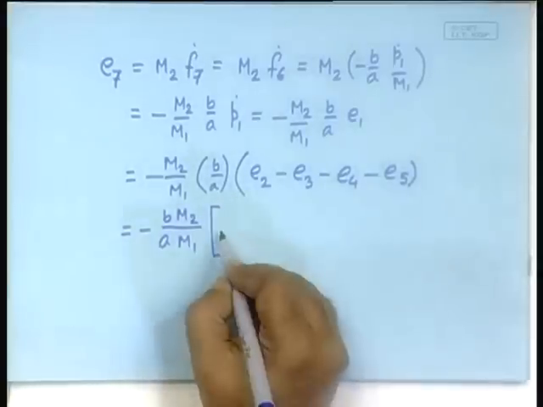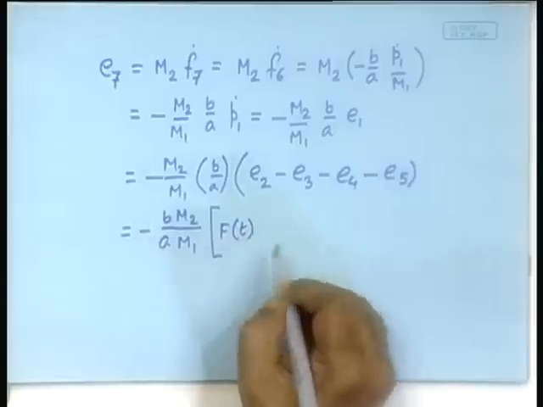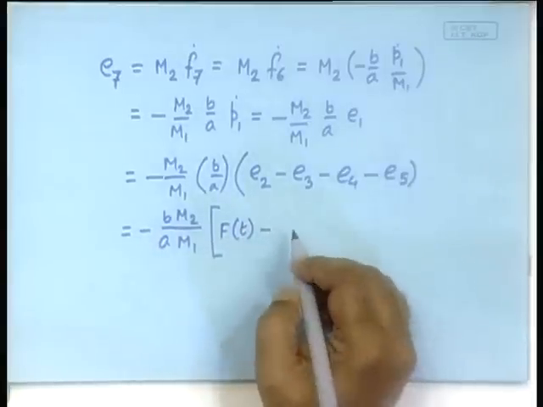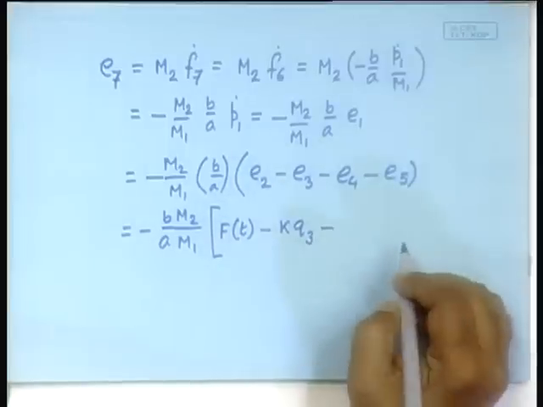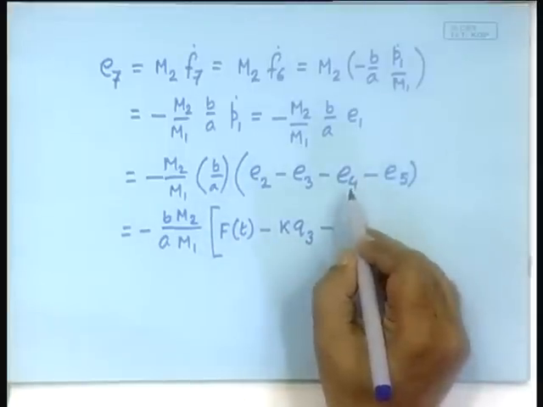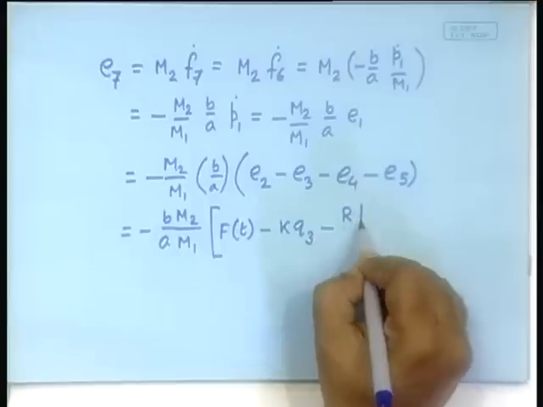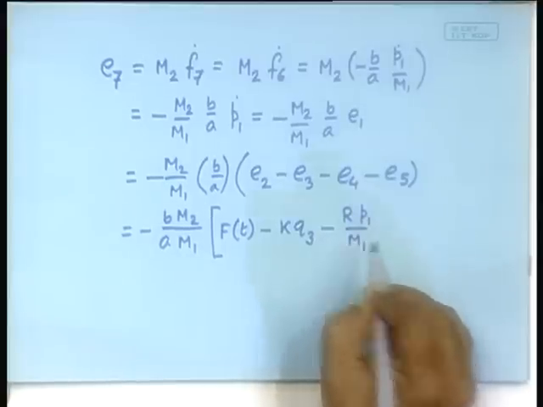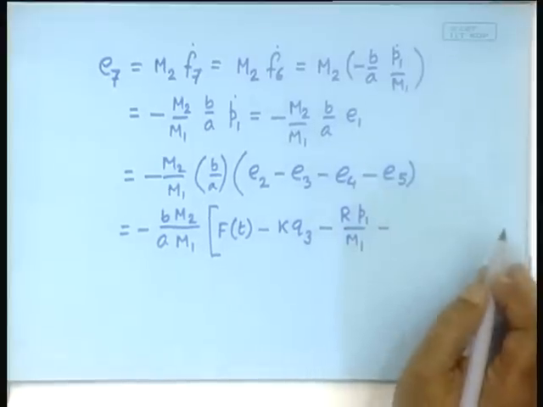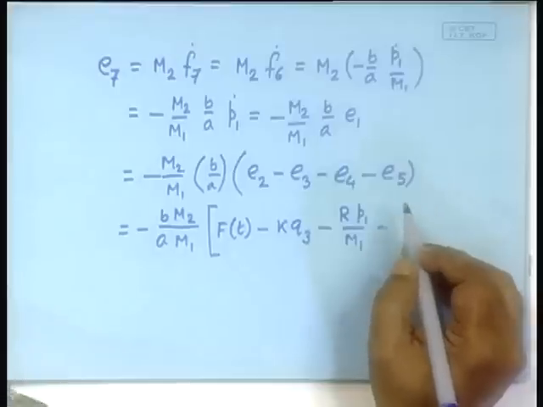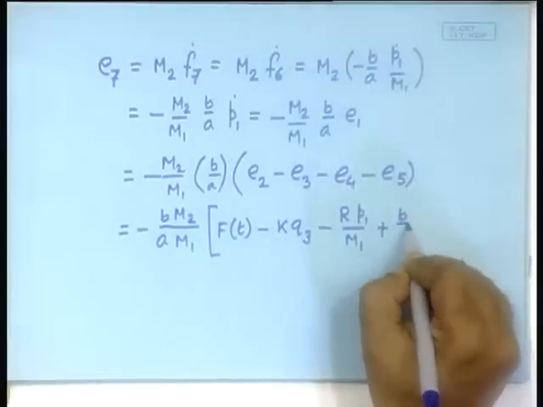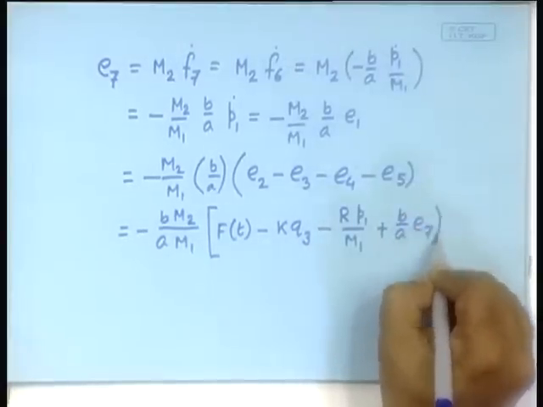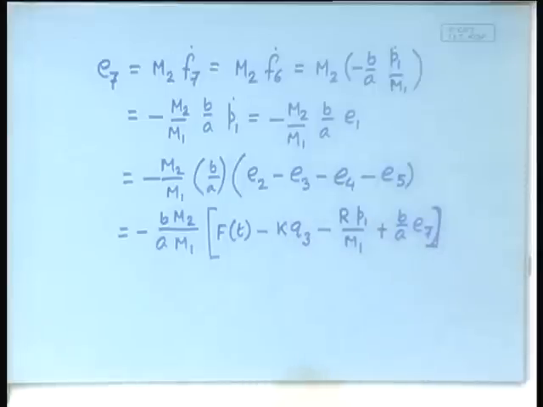It comes to be F of t for E2 minus E3 is KQ3 minus this is RP1 by M1 minus this is, this fellow was minus B by A E7. So, this becomes plus B by A E7. Fine.